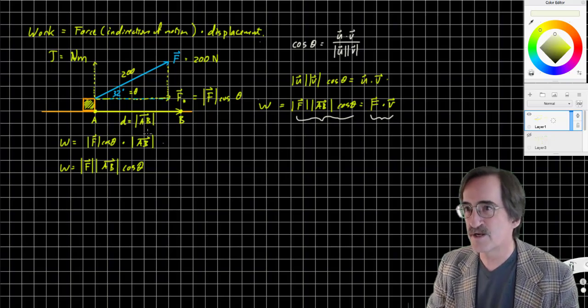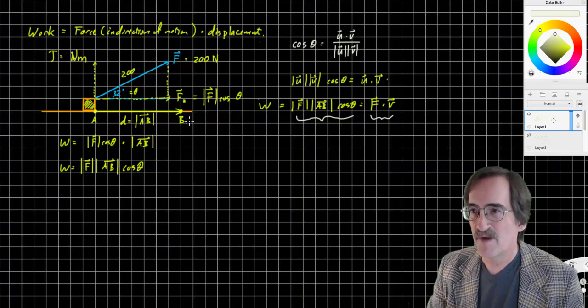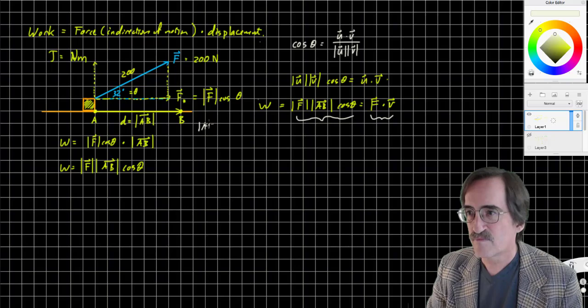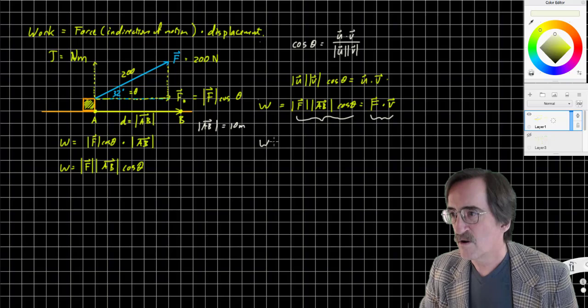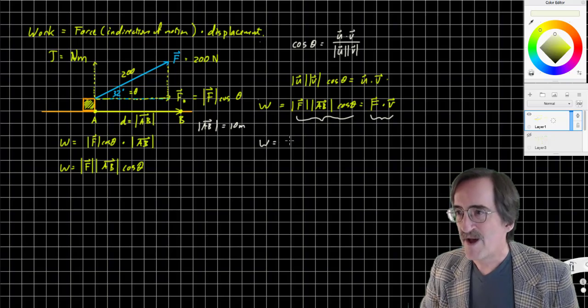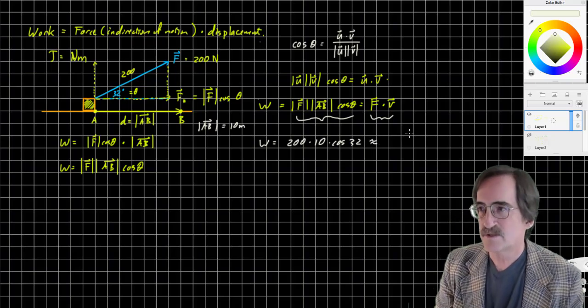So let's solve this problem here. So let's say AB is the magnitude of AB. We're going to move this box 10 meters along the ground, right? So the work is the magnitude of the force vector, 200, times the distance over which we traveled, 10 meters, times the cosine of the angle between them, 32 degrees.